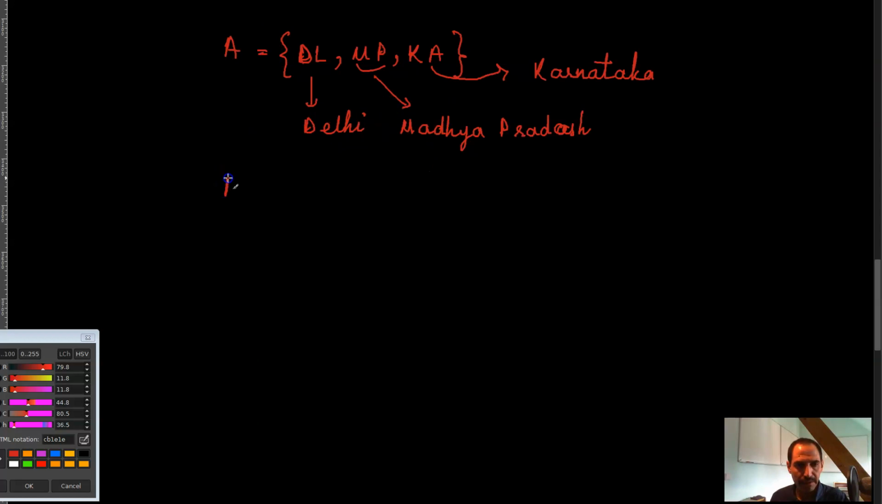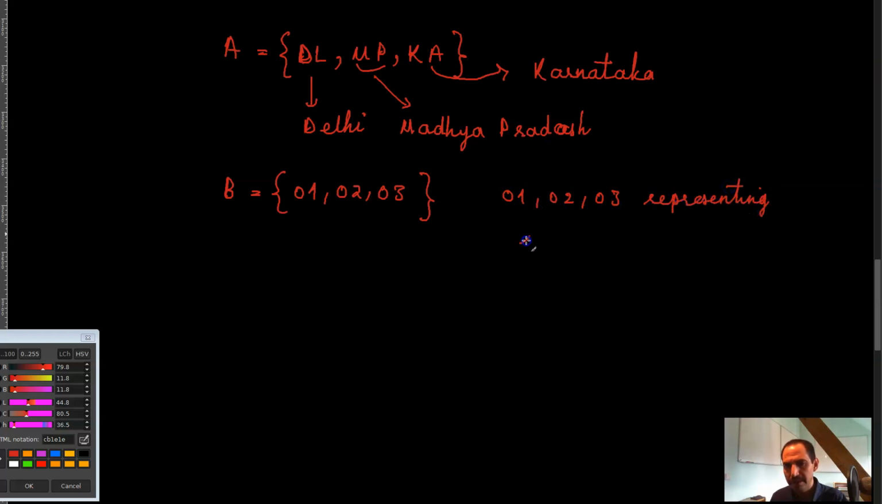And also we have some other set B which has all of these elements, for example, 01, 02, and 03, representing codes for the license plates of vehicles issued by these three states. So these are 01, 02, and 03, representing license plate codes, right?